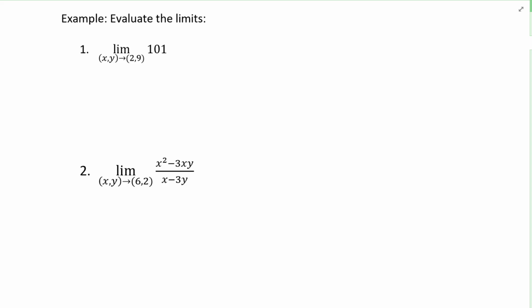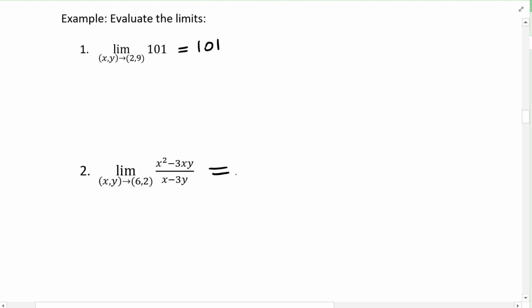In this video, we'll evaluate limits and check continuity for multivariable functions. So let's start with the first one. Limit as x, y approach 2 and 9 of 101 is 101. Nothing changes. x and y are not in the function, so that's it.